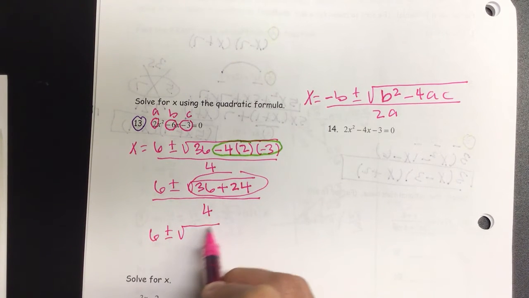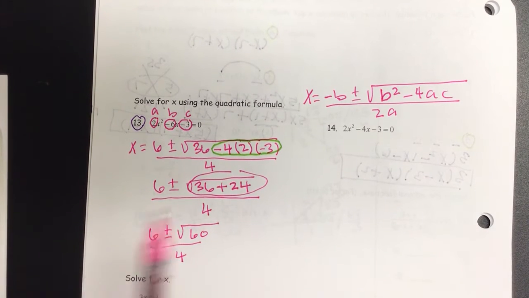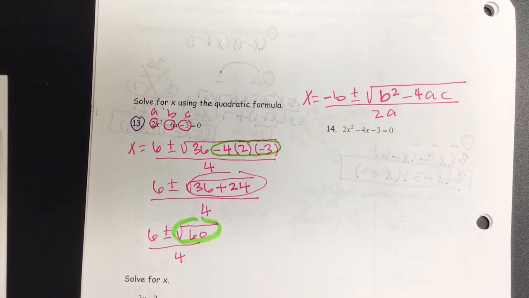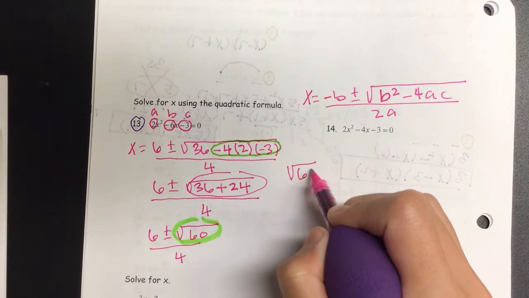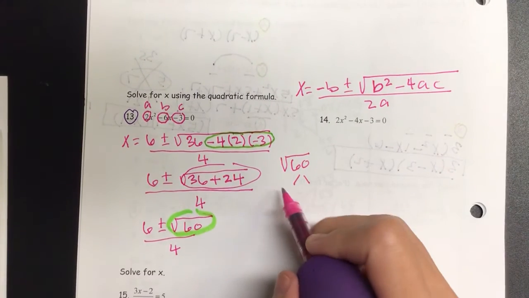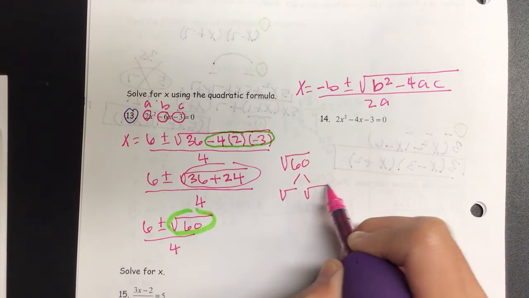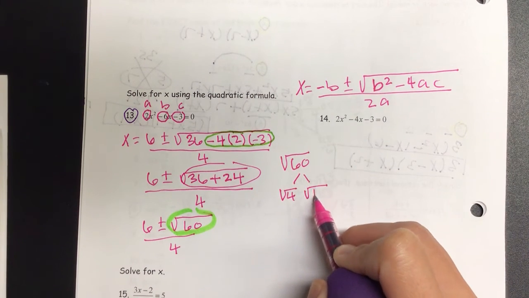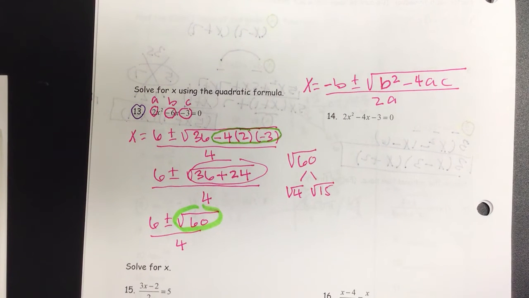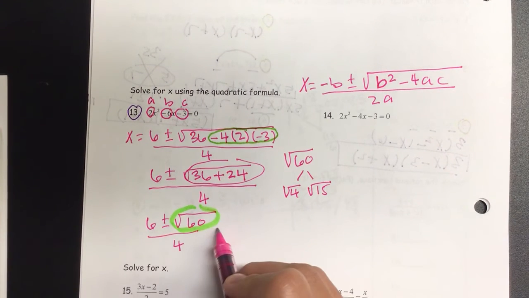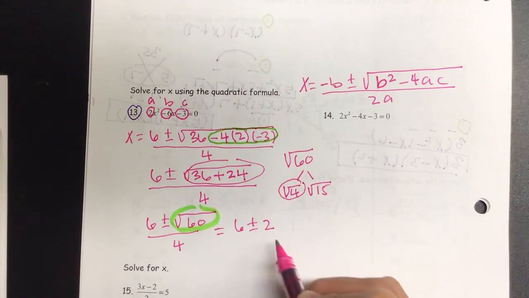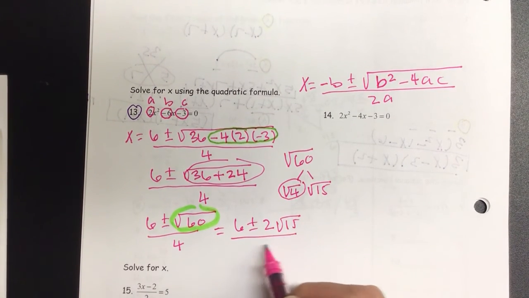Now when I go ahead and do this one right here, that's going to give me 6 plus or minus the square root of 60, all over 4. But we do want to simplify the radical. Let's see if y'all remember simplifying the radical. 60 can be further broken down into two factors, and one of them should be a perfect square. 4 and 15. Now 15 can be further split to 3 times 5, but 3 and 5 are not perfect squares, so I'm going to stop right there. Meaning our final answer is 6 plus or minus 2 radical 15, all over 4.